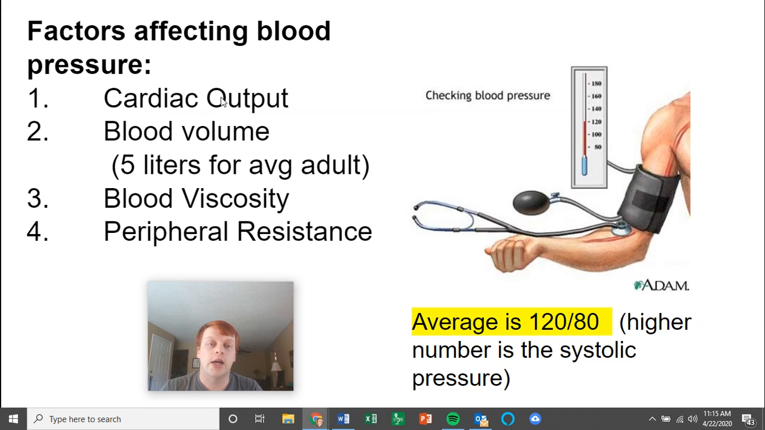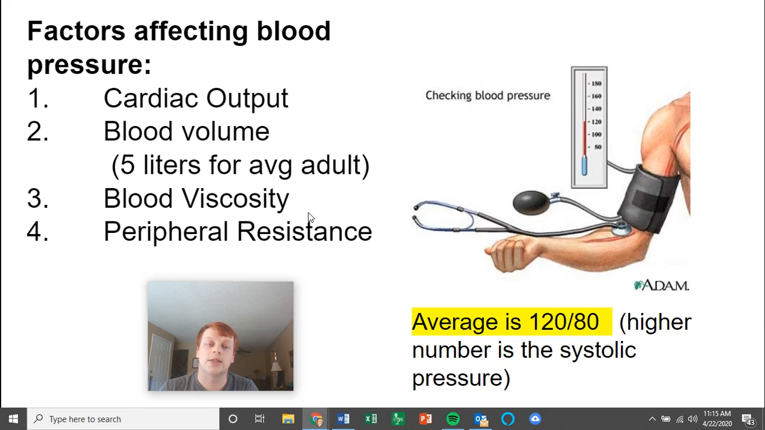The first is cardiac output. So how much is your heart pumping? The second is blood volume. For an average adult, you have 5 liters of blood, but it varies person to person based on size and other factors and can affect your overall blood pressure.